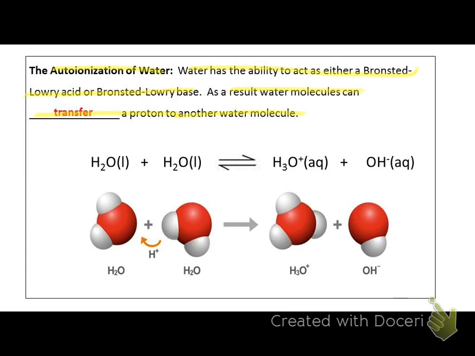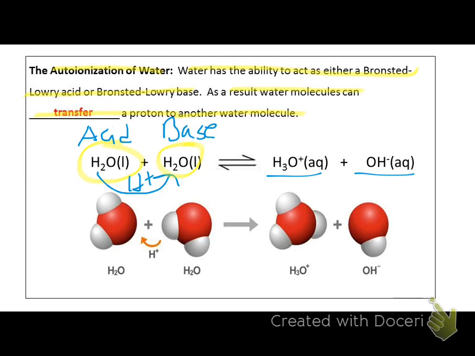So in a case like this, we have water, H2O, which can transfer a hydrogen ion or a proton to another water molecule, which is going to act as the base. Essentially what we're saying is water can react with itself. And so in this case, we have the acid and water, the base. As a result of this, we form the hydronium ion and the hydroxide ion every time water reacts with itself.